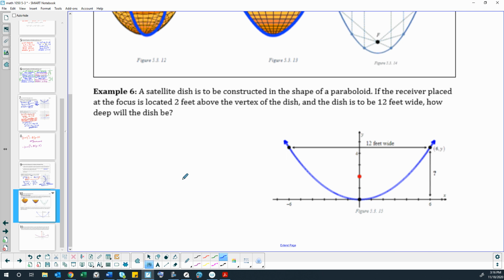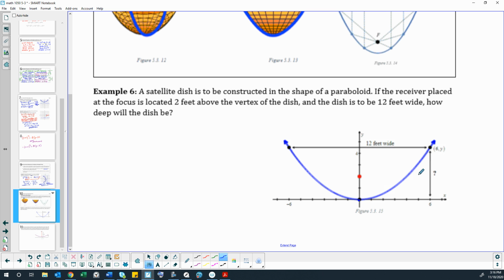A satellite dish is to be constructed in the shape of a paraboloid. If the receiver placed at the focus is located 2 feet above the vertex of the dish, so here's the vertex, here's the focus, and the dish is to be 12 feet wide, how deep will the dish be? So we're trying to find this height right here. See the question mark? We've got 12 feet across here, we've got 2 feet here, we've got the vertex here.